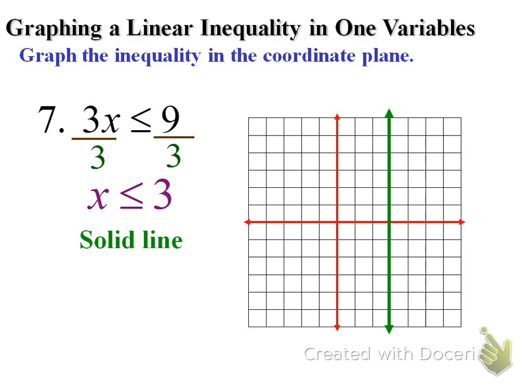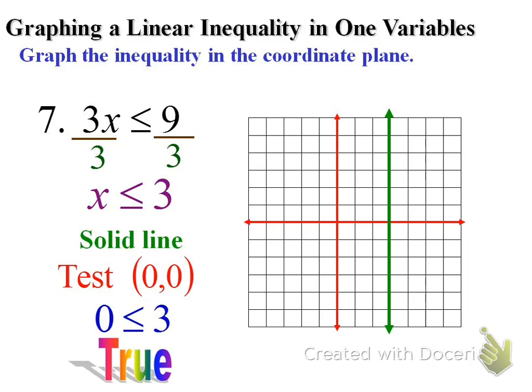Again, you can reason through it to decide where to shade. You can do a test point. Where do you guys think we'll shade, left or right? Left, because that's where they're smaller. A really good test point is always 0, 0. It's quick. It is true in this case. So that just verifies for us that we are going to shade to the left.